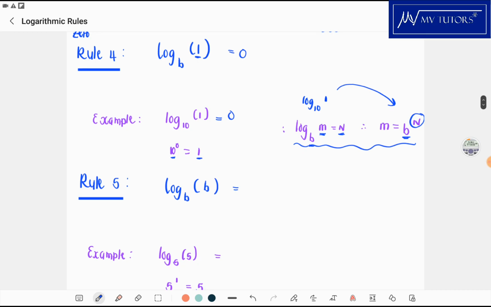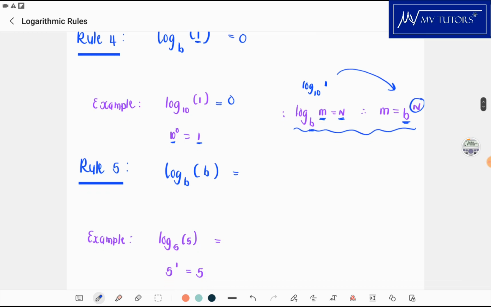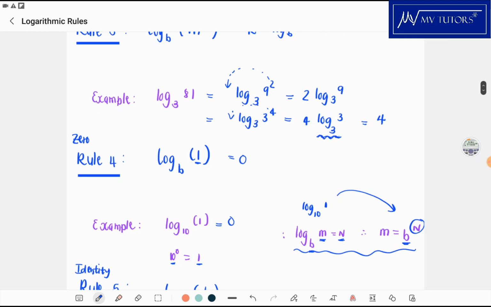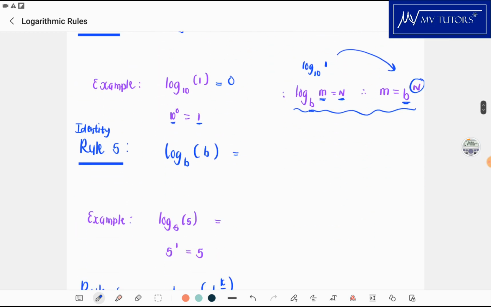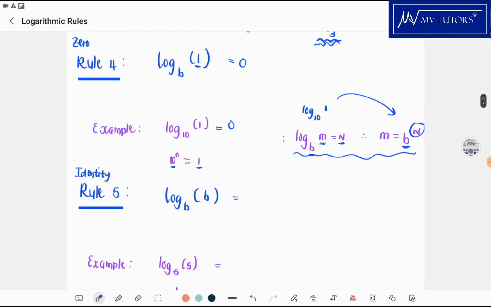That's the zero rule. Now rule 5, this is basically referred to as the identity rule. Aha, you remember when I said we'll get back to it? Remember this? Then we are there now. So basically, I have log of a number which is equal to its base. All right, so log b base b is basically equal to 1. All right, so again, the logarithm of this number, by the way, inside the brackets is called an argument.